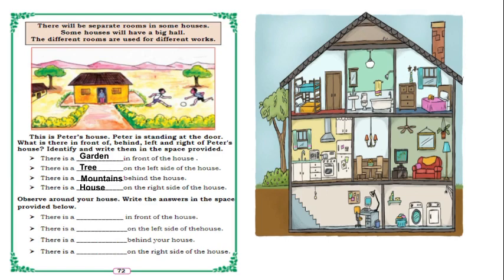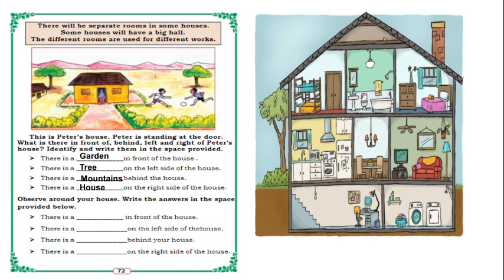Okay, in the next page, there will be separate rooms in some houses. Some houses will have a big hall. The different rooms are used for different works. So in a big house, we can see many types of room, children, in many different parts also. So like kitchen, bedroom, hall means living room, and roof, etc., isn't it? Yes. So here this is Peter's house. You can see Peter's house.